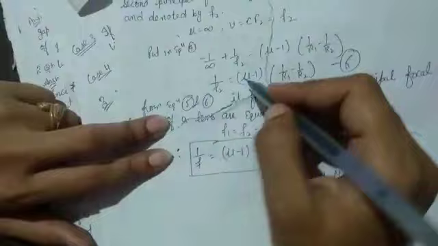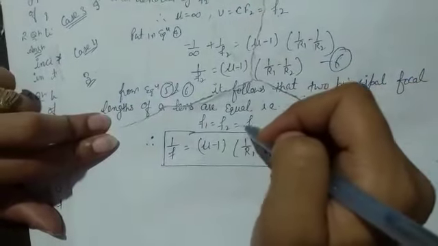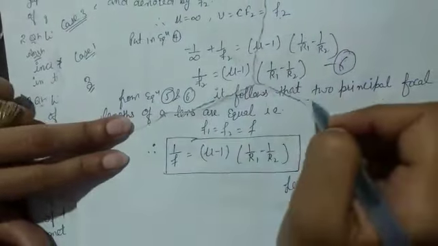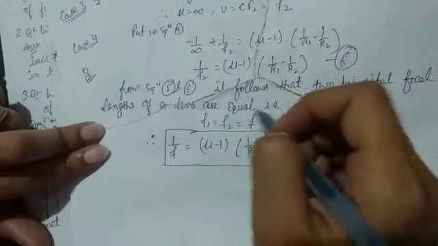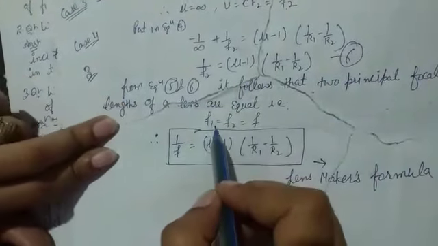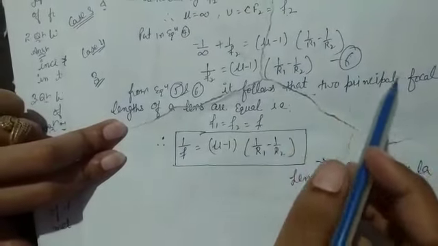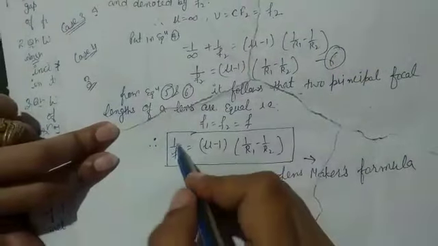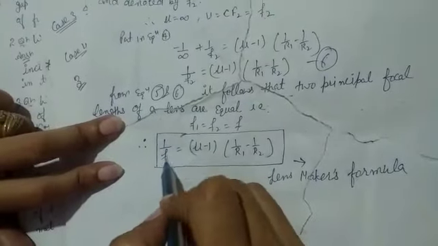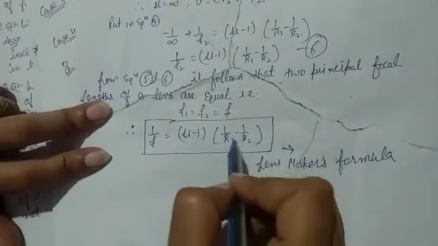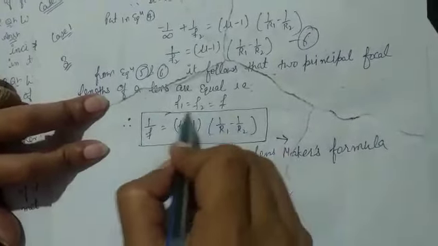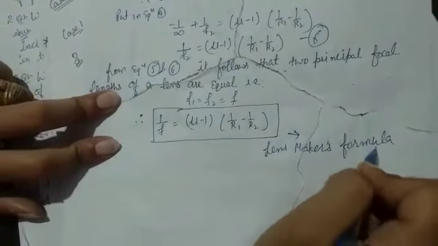From equations 6th and 5th, one side is equal, so the other side is also equal, and it follows that the two principal focal lengths of a lens are equal. That's why we denote f1 equals f2 equals f. Put this value in the equation. So the equation becomes 1 upon f equals μ minus 1 times 1 upon R1 minus 1 upon R2. So this is our lens maker formula.